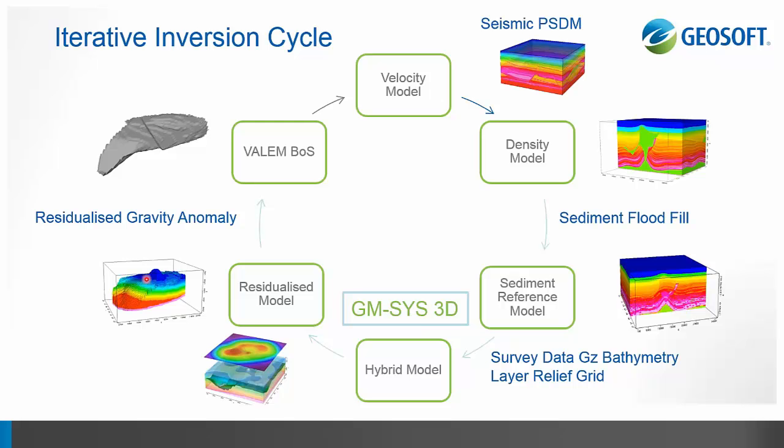We send that to VALEM, and at the end of the cycle, we get a base of salt horizon, which is here on the top left, which can be fed back to the seismic model for validation and/or for another iteration to refine the model further. Okay, I'm now going to move to the live demonstration and show you how we work that cycle in practice.